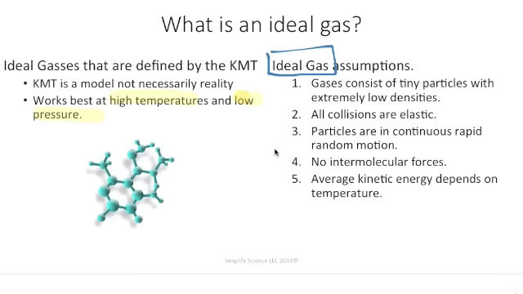And then number 5 is that the average kinetic energy depends on the temperature. So basically we're correlating the average kinetic energy and temperature. They're going to be related. And basically, only temperature and only movement will have anything to do with the gas.